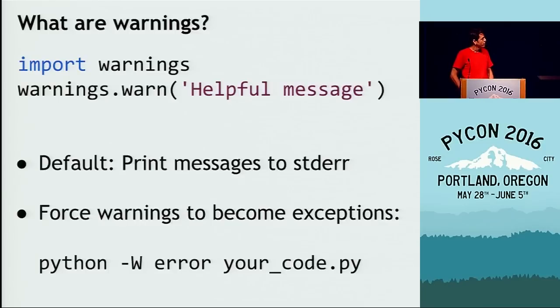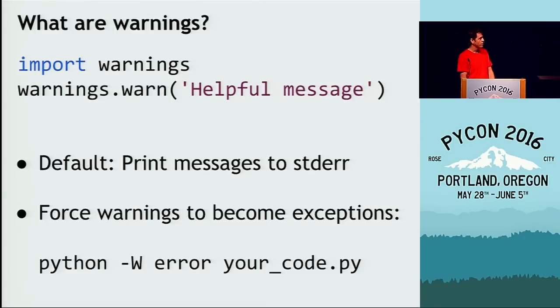But before we go a little bit further, I just want to talk about warnings. So warnings are built into Python. It's a module. You can just import it. This is how you use it. You call warnings.warn. You give it a message. By default, it prints the message to standard error. If you're using various libraries, you probably see these already when you run the tests. There's a bunch of warnings printed to standard error.